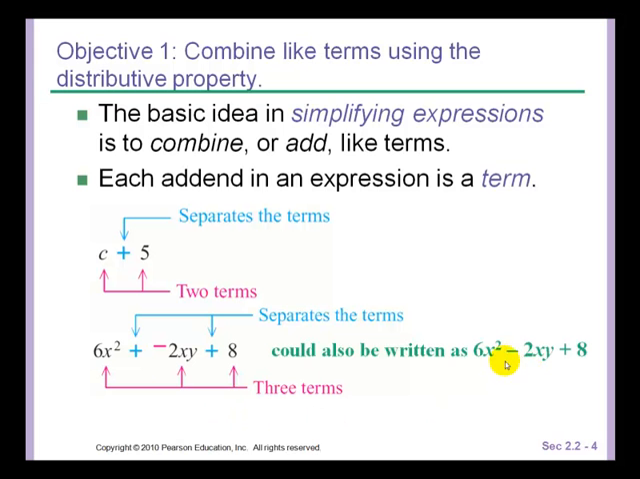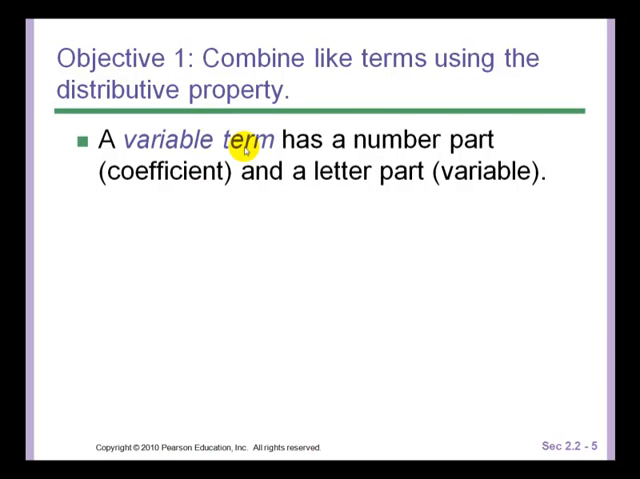In math, as you move on, when you see something like this, your teachers will refer to this as a negative 2xy because really, we're adding a negative 2xy. And then the 8 is the constant term. A variable term has a number part, which is a coefficient, and a letter part, which is the variable.